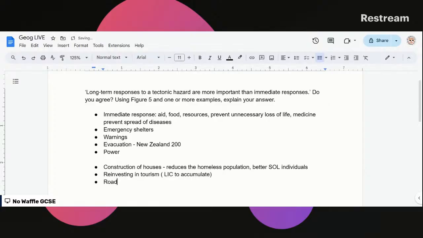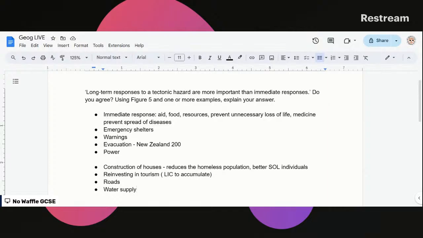The building of roads, restoring things like water supply. In the Nepal example, water supply was restored 2 years after the tectonic hazard, and water and food, these are the basics for people to have access to. So that's really important as well.